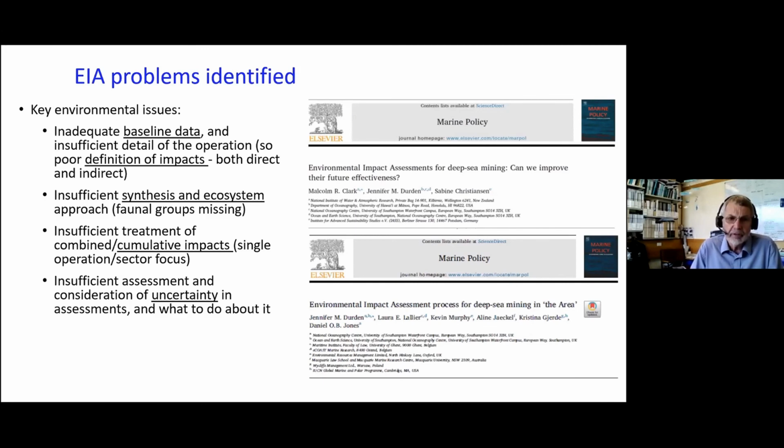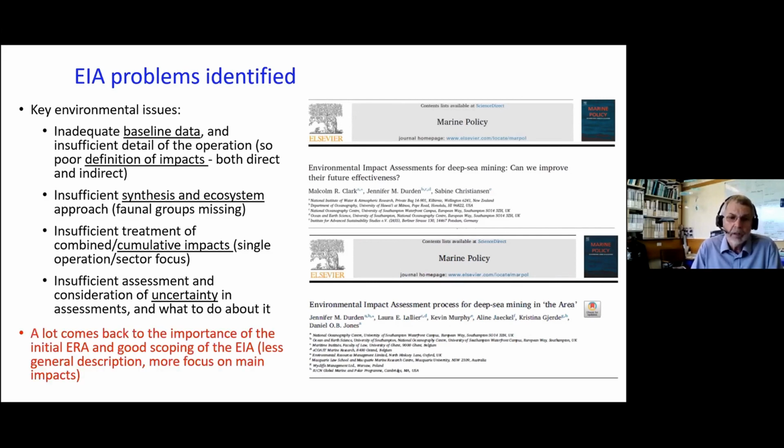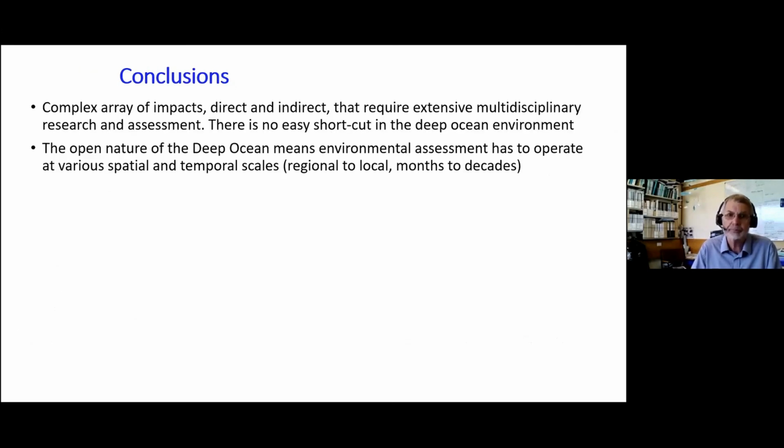But importantly, this issue of understanding uncertainty. How confident are we that we really know what we're describing? And how well do we know what we're going to be able to do about it? And a lot of those problems come back to the importance of the initial risk assessment and good scoping of the EIA. Much less general description, the habit EIAs have of describing everything that can be put down on paper about an area. We've really got to focus on those main impacts so we understand the real impacts of the operation and how to manage it.